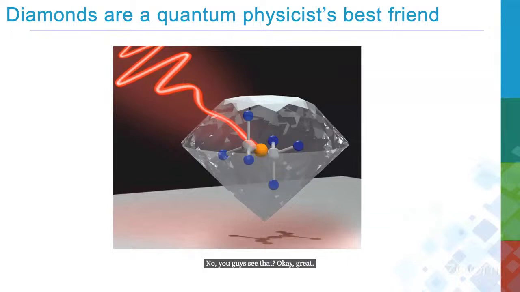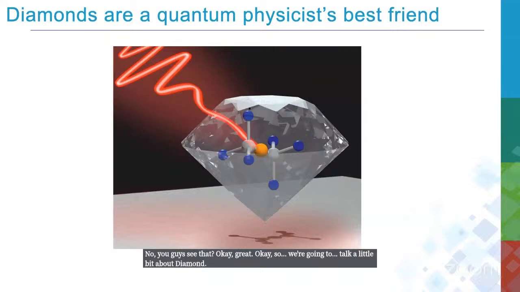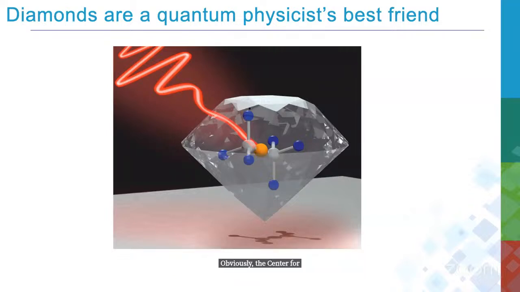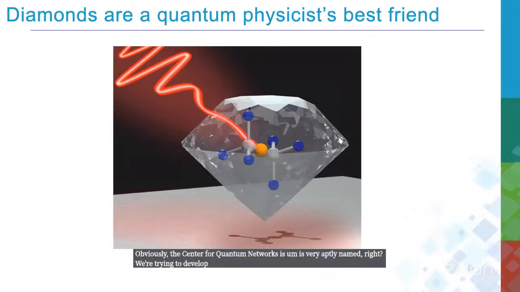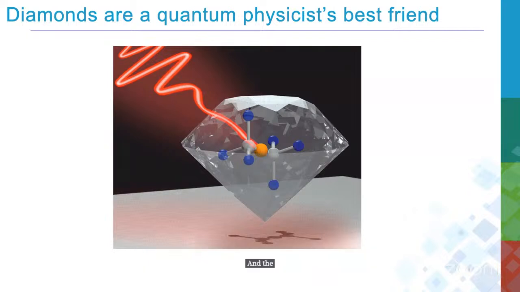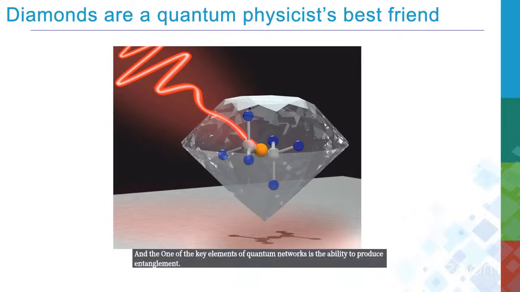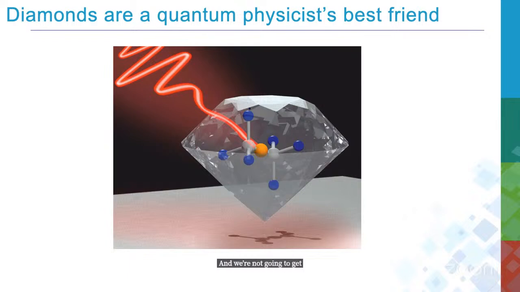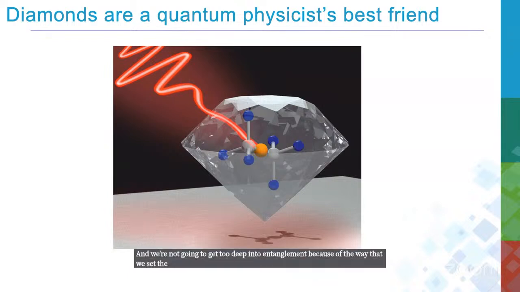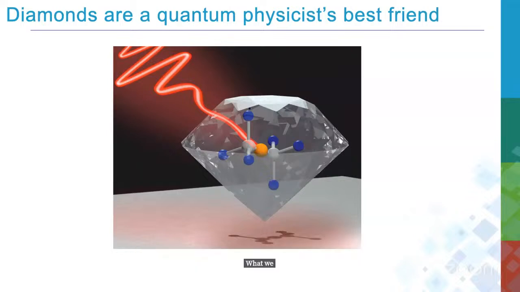Okay, great. Okay, so we're gonna talk a little bit about Diamond. Obviously the Center for Quantum Networks is very aptly named, right? We're trying to develop the full stack of technologies and theory necessary to understand and build scalable quantum networks. And one of the key elements of quantum networks is the ability to produce entanglement. And we're not going to get too deep into entanglement because of the way that we set the course up and the prerequisites. What we're going to say is that entanglement is a way of producing perfect correlations.